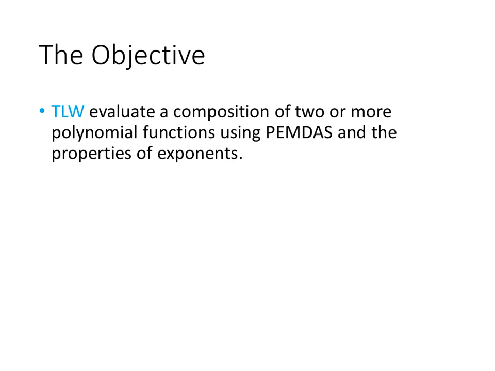So the first thing that we want to do is state our objectives. We're going to evaluate a composition of two or more polynomial functions using our order of operations, or PEMDAS, and the properties of exponents. So we're going to look at everything that we've done so far and be able to compose two different functions using our order of operations and some of the other exponent rules and other things that we've done so far.